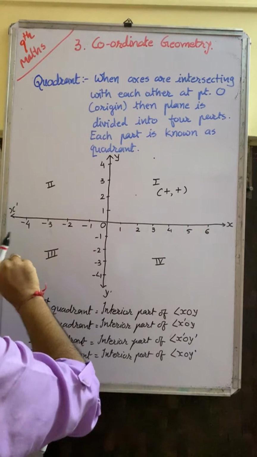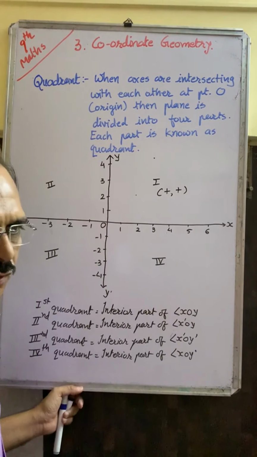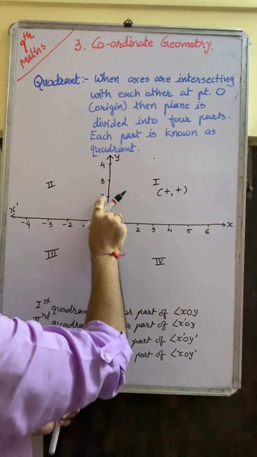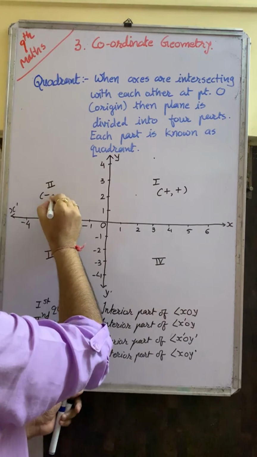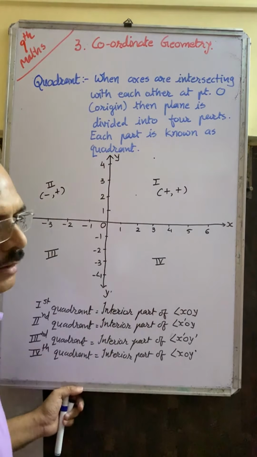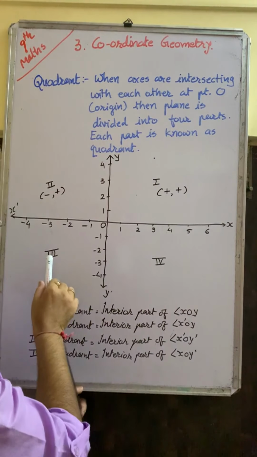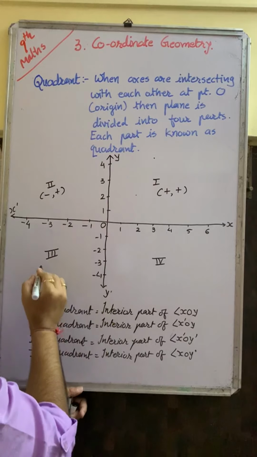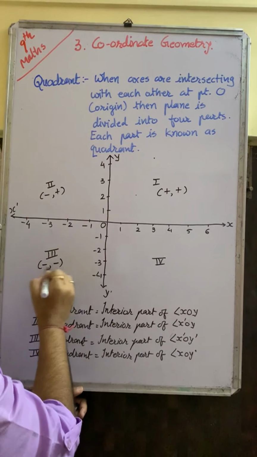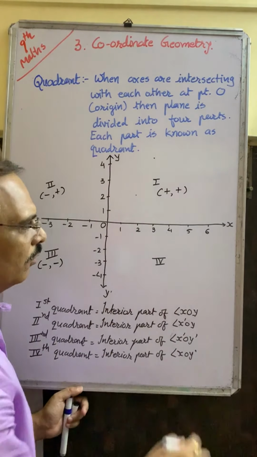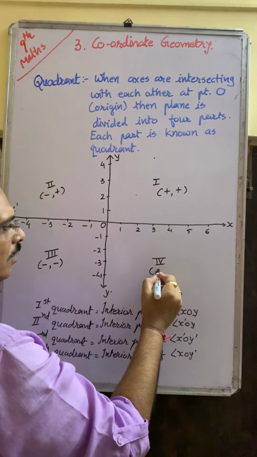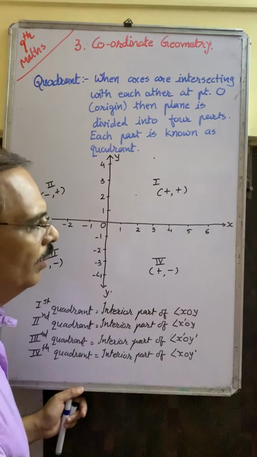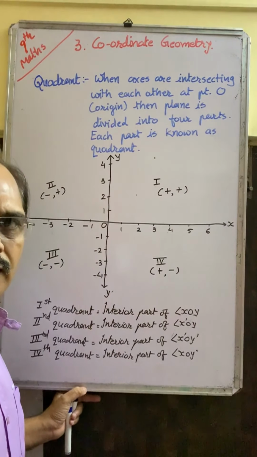Here in the second quadrant, first you have to write the x coordinate and then the y coordinate. So the x coordinate is negative whereas the y coordinate is positive. So the sign is minus plus. Similarly, in the third quadrant, the x coordinate is negative, y is also negative. So the sign is minus minus. And in the fourth, the x coordinate is positive whereas the y coordinate is negative. So plus minus. You have to remember the signs.